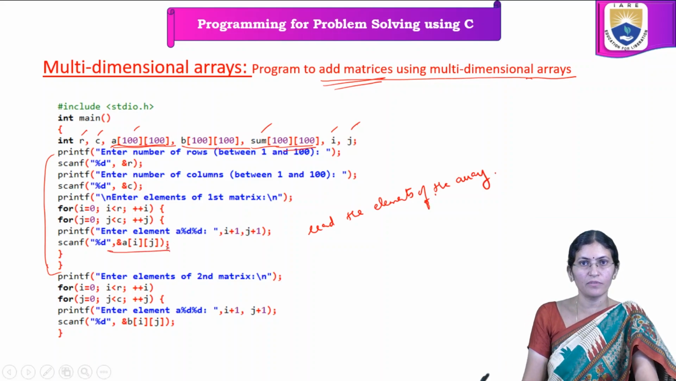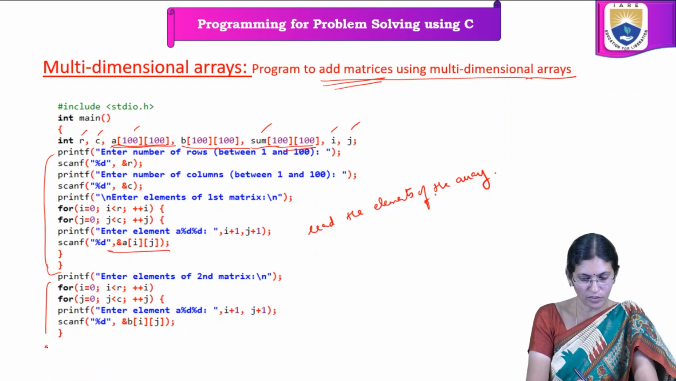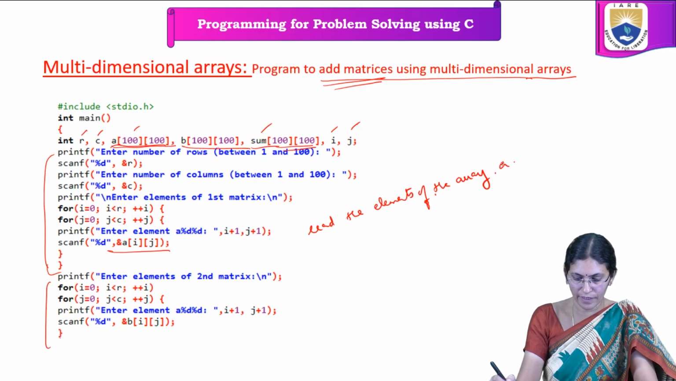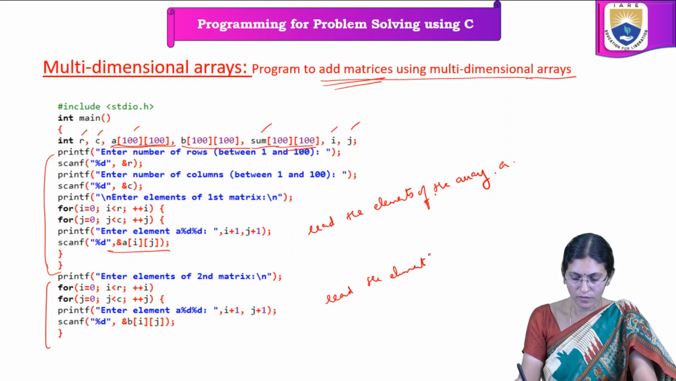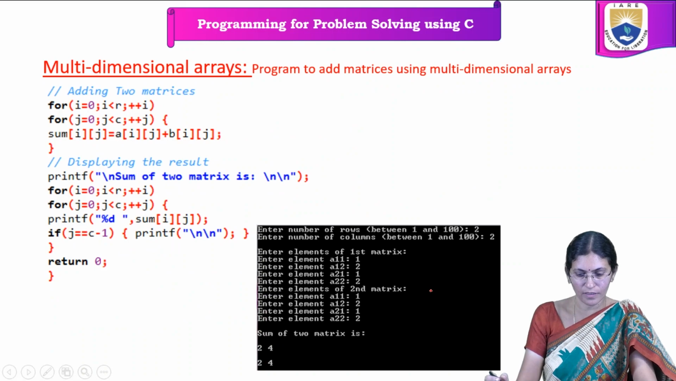By using the scanf function, we can read the elements of the array. So this part of the code is array A, and this will read the elements in array B, another matrix, another array.